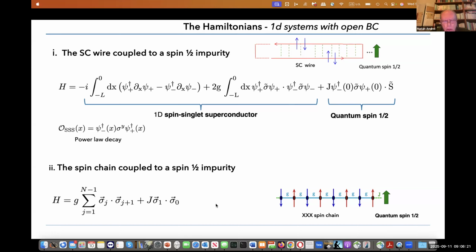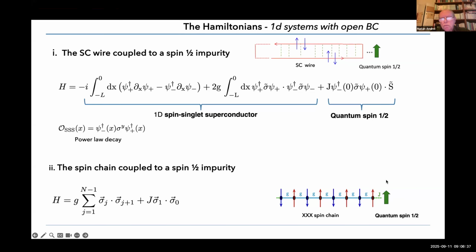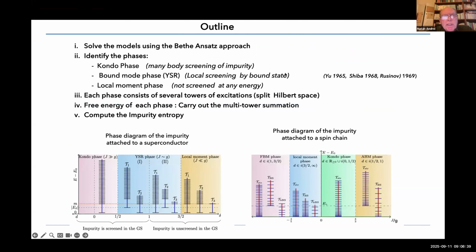The other system I hope to have time to talk about is the XXX spin chain with, at the edge, a spin half Kondo impurity. So here is the outline of my talk. I will first describe the solution using a Bethe Ansatz approach. I'll discuss the various phases. The phases are going to be labeled by a renormalization group invariant parameter that I'm going to define.